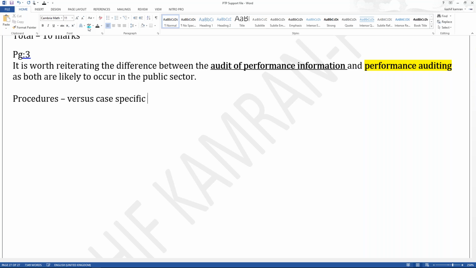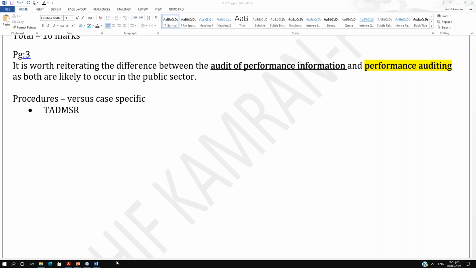Now, have we got a list of procedures when we were reading the situation? Did we get this mnemonic somehow? TADMSR. Do you all remember this mnemonic we just discussed 10 minutes ago? Test of controls, analytical procedures, discussions, minutes, source document. Okay, we need to cleverly use that in the context of the information we have. Let's see how. Let's go down, reading the case.